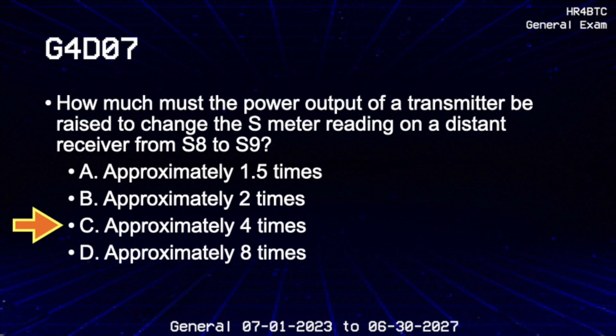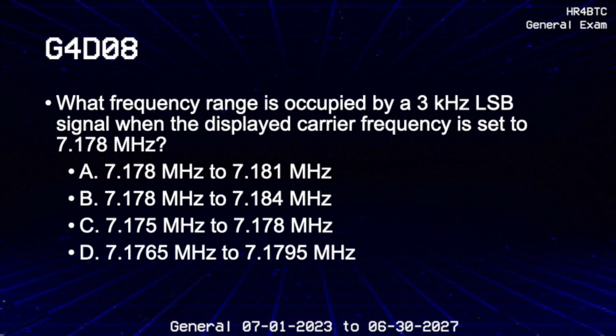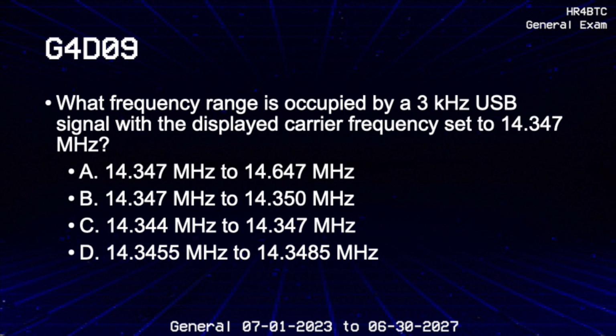Approximately 4 times. What frequency range is occupied by a 3 kHz LSB signal when the displayed carrier frequency is set to 7.178 MHz? 7.175 MHz to 7.178 MHz. What frequency range is occupied by a 3 kHz USB signal with the displayed carrier frequency set to 14.347 MHz? 14.347 MHz to 14.350 MHz.